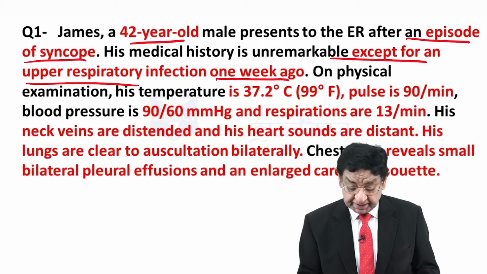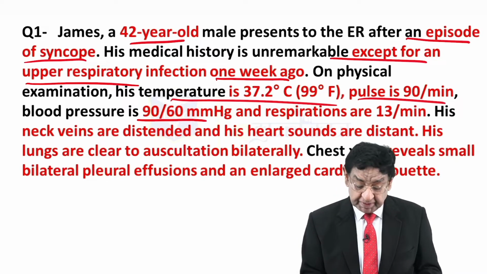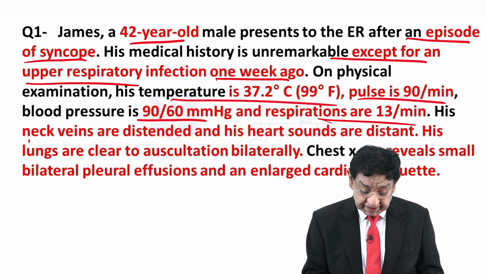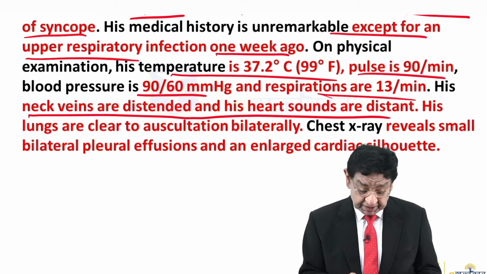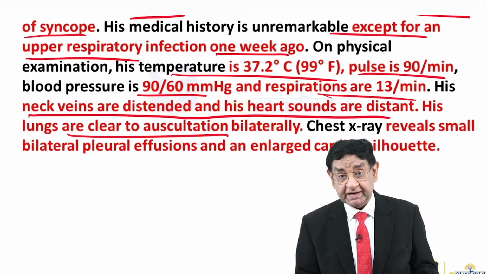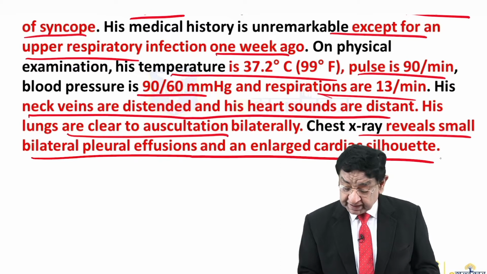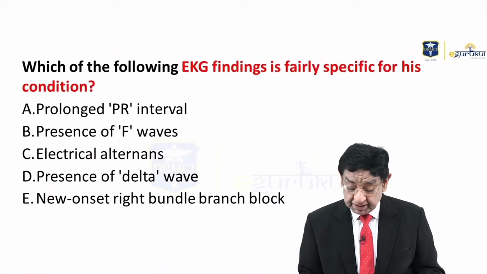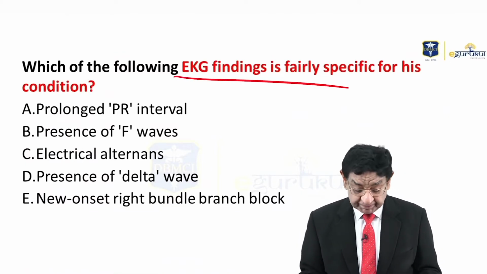On examination, temperature is just slightly raised, pulse normal, BP 90 by 60, respiratory rate is 13 per minute, neck veins are distended and heart sounds are very distant. His lungs are clear on auscultation bilaterally, and chest X-ray reveals small bilateral pleural effusion and an enlarged cardiac shadow. Well, the most likely EKG finding that we expect in this will be.